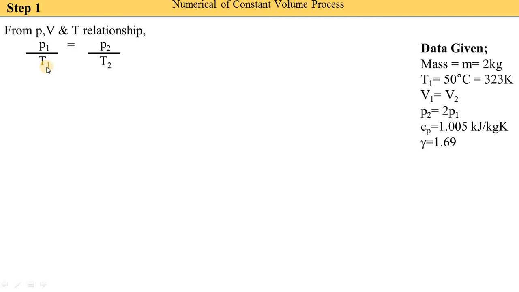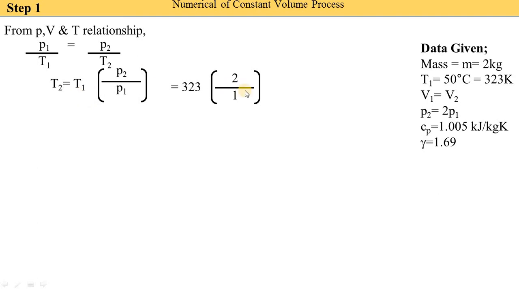In this PVT relation, we find that P1 upon T1 is equal to P2 upon T2. Here we have T1 and P2, P1, so we are able to find T2. We convert this equation into the form of T2. T2 is on the left side, T1 is on the right side, P2 as it is, and P1 also on the right side. So we write the equation: T2 is equal to T1 into P2 divided by P1. Now we put in the values. The value of T1 is 323 Kelvin.